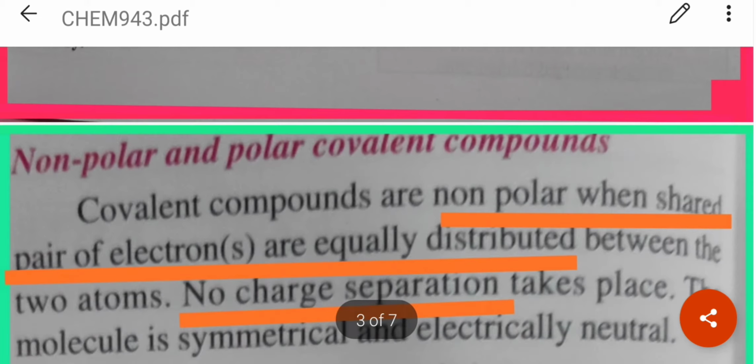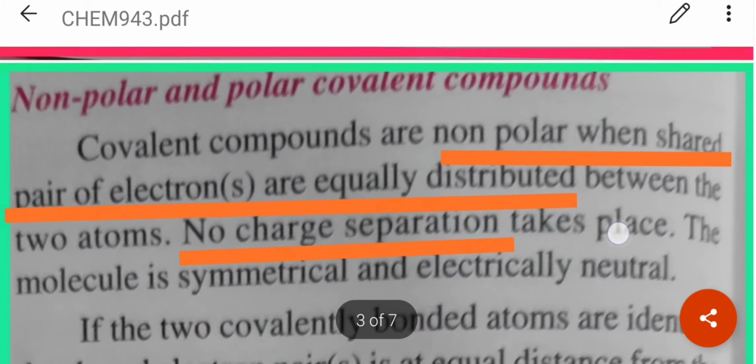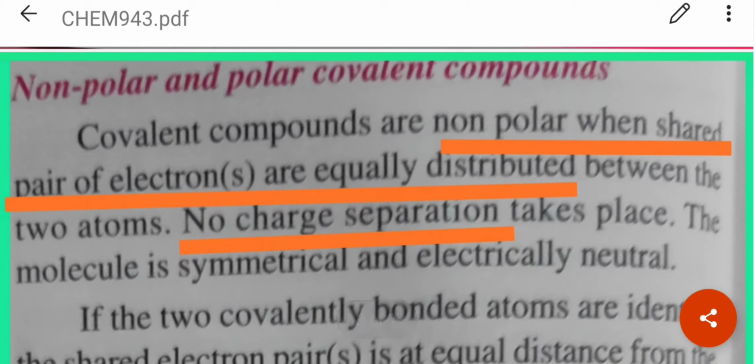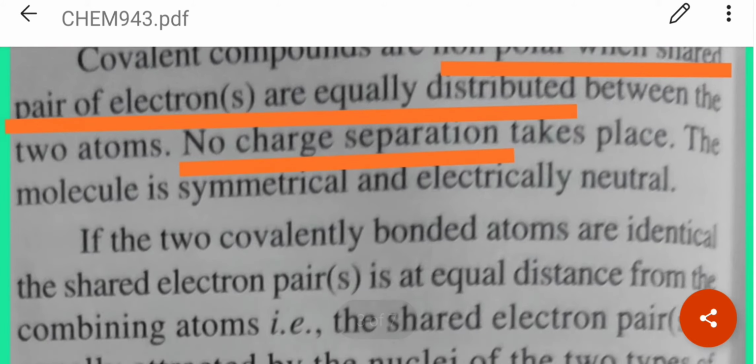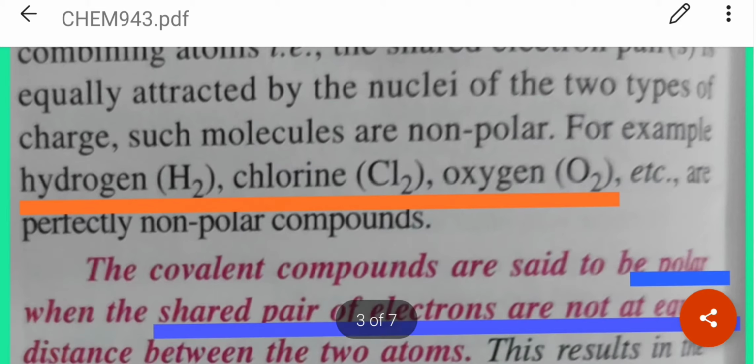Now let's see what are non-polar and polar covalent compounds. Okay, so covalent compounds are of 2 types. They are said to be non-polar when the shared pair of electrons is equally distributed between the two atoms. No charge separation takes place. For example, hydrogen molecule, chlorine molecule, oxygen molecule.